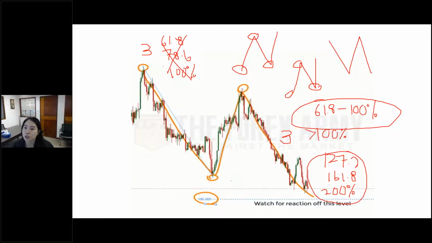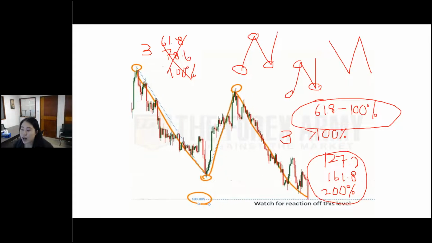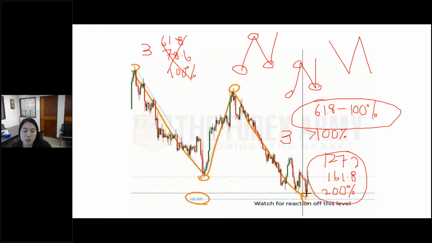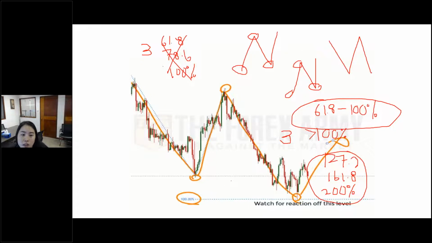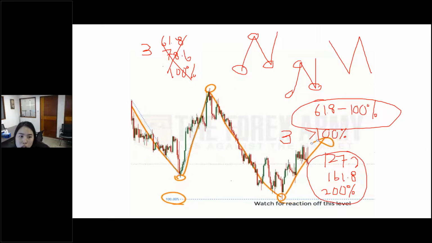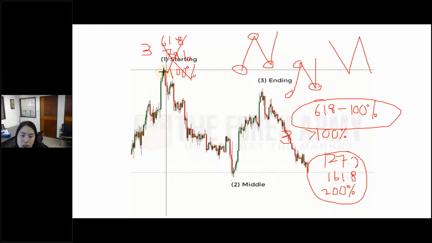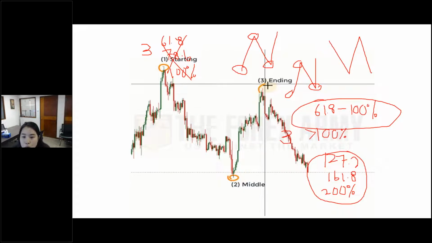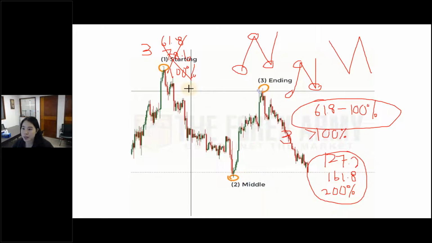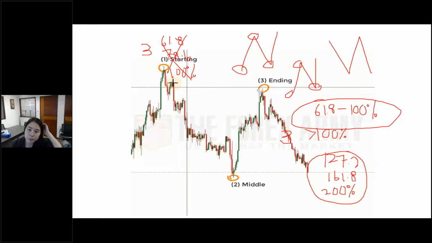We can try to identify Fibonacci projections, retracements, extensions, and expansions all in one chart if it is available. Again, sometimes you go to a chart and you cannot find a confluence. That's fine. It means that there's no confluence on that chart. Just move on. But when you do find a confluence, it means that that level is very, very significant.